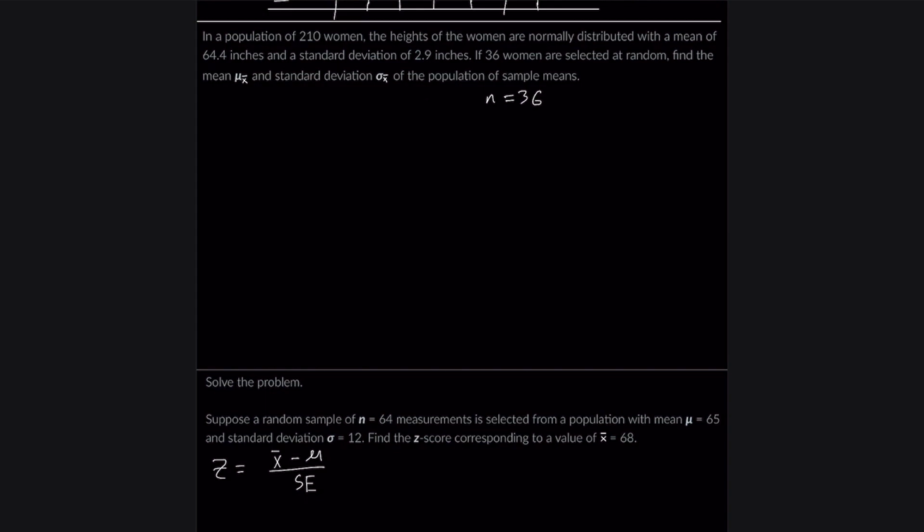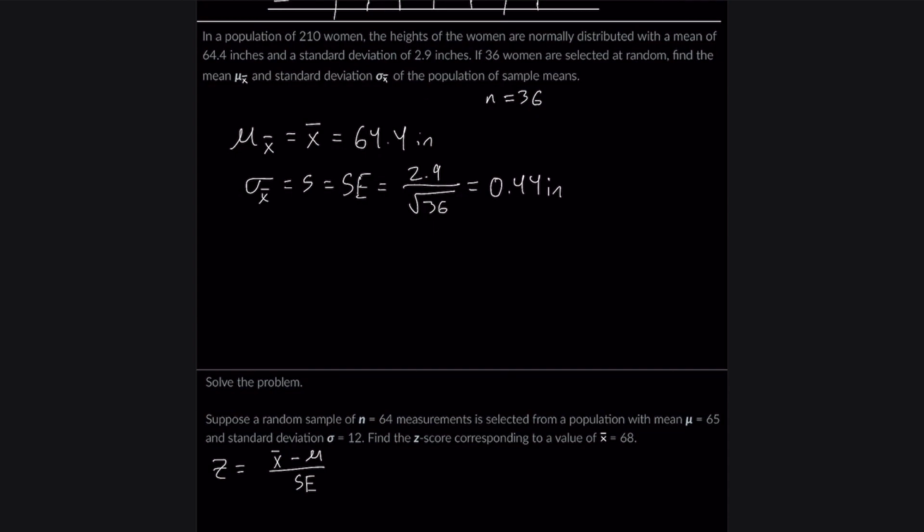And then let's see. So it asks for mu x bar, which is how they're going to write it in this problem, but I would normally write this as just x bar. And if you remember, this is the same thing as the population mean, so 64.4 inches. And then it asks for the sample standard deviation, or sigma x bar. And now I would write this as S, or standard error, all the same thing. And if you remember, the formula for that is equal to our population standard deviation, which is 2.9, over the square root of our n, so square root of 36, and this is equal to 0.44 inches. Pretty easy, right? And obviously, if you think about it, this one passes the CLT test, right? Because 36 is greater than or equal to 30.